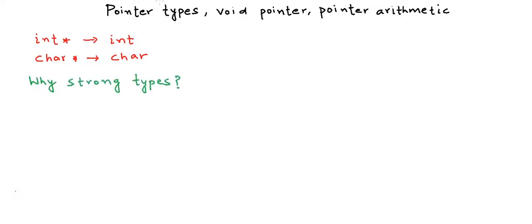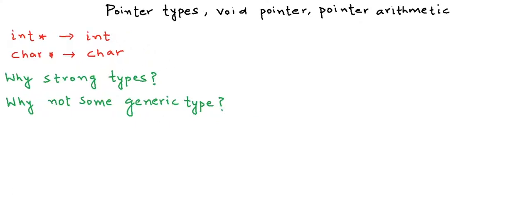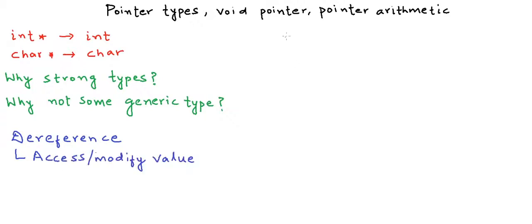Isn't it that the pointer variables just store the address of the variable? So why couldn't we have just one type that will be some generic type to store the address of all kinds of variables? And the answer is that we do not use the pointer variables only to store memory addresses, but we also use them to dereference these addresses so that we can access and modify the values in these addresses. Now, as we know, data types have different sizes.